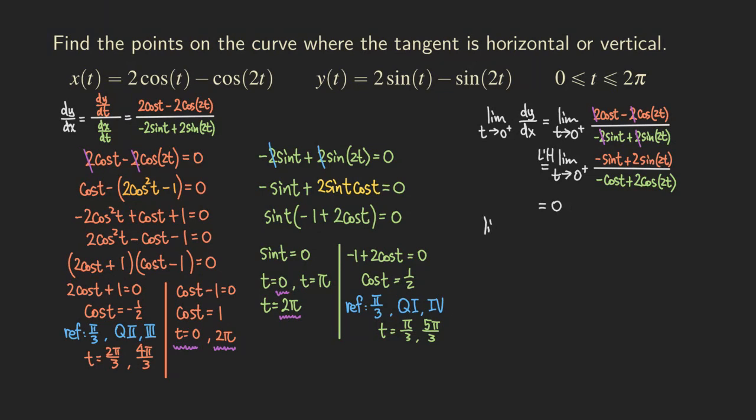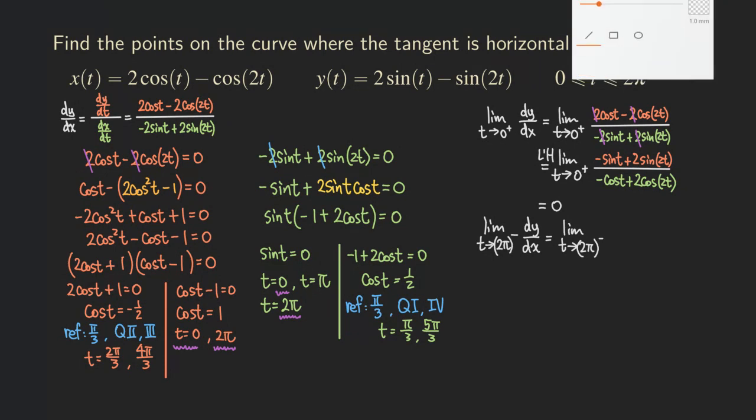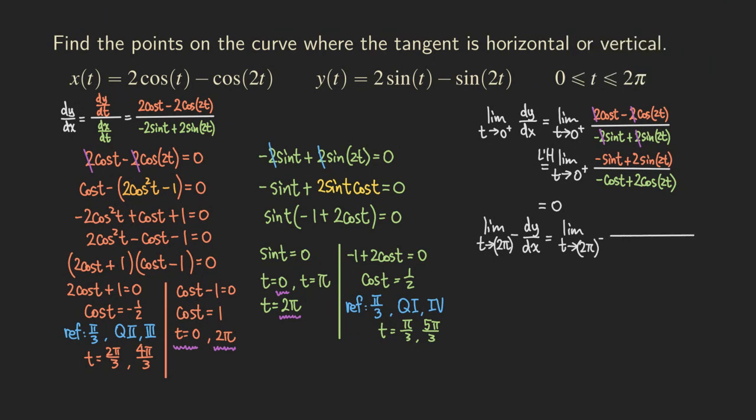Okay, now what happens when we take the limit as t approaches 2 pi from the left side? I don't know why I kept writing x. It's actually the same situation, so we can apply L'Hopital's rule. But I'm not going to show the work here because it's the same process, right? All I need to do is copy this whole expression right here.